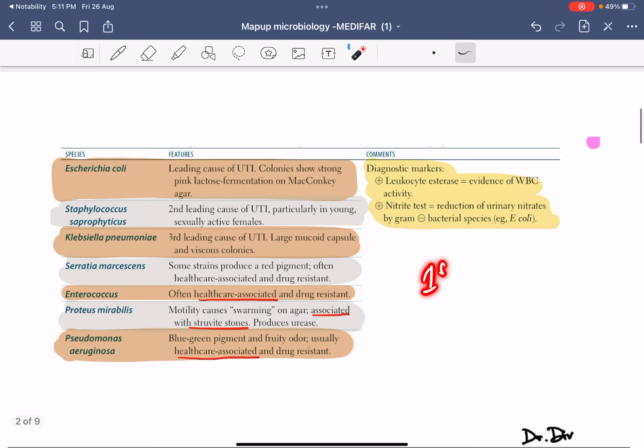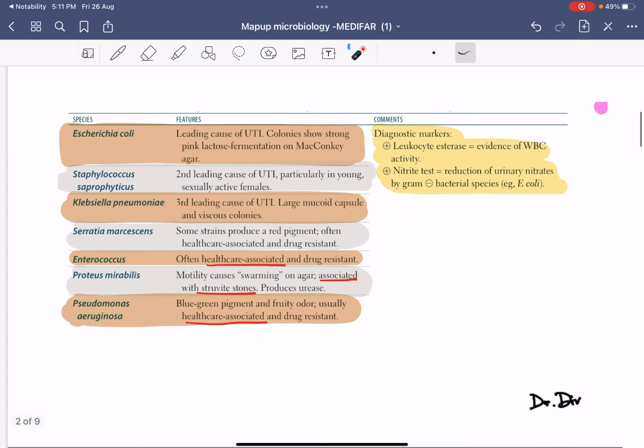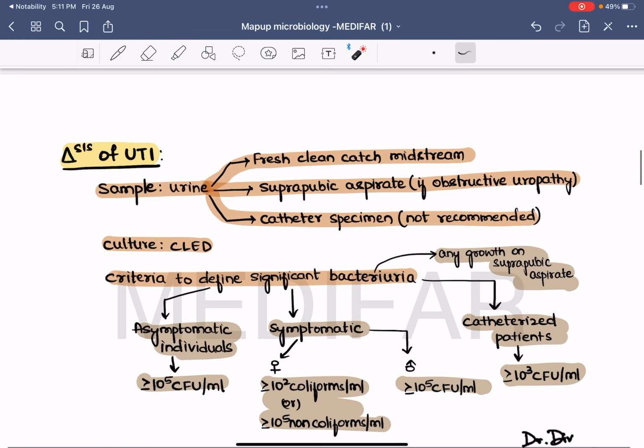So which is the first most common bug causing UTI? It is E. coli. Second most common is Staphylococcus saprophyticus. Third most common is Klebsiella pneumoniae. Okay. Now, how do you diagnose this?